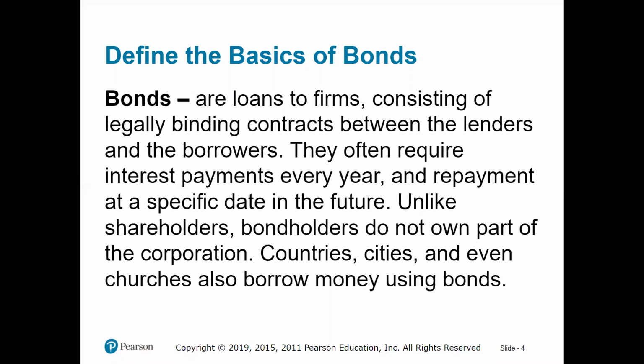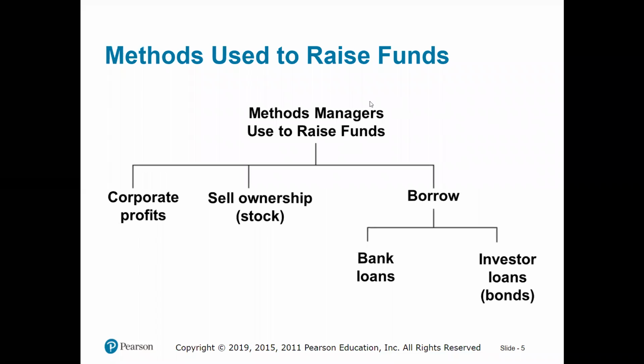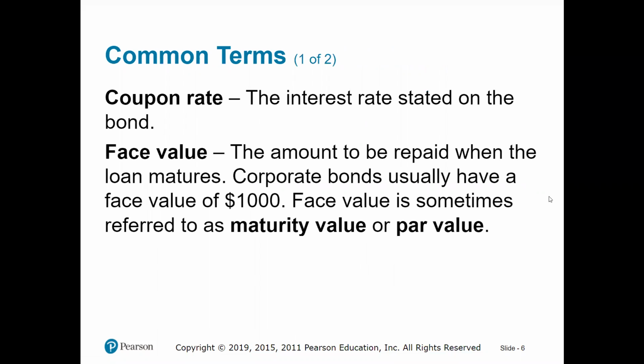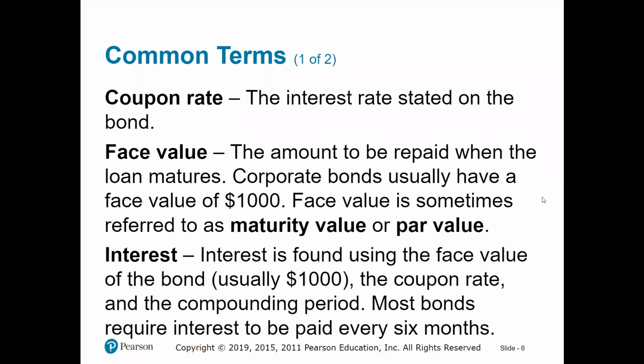Unlike shareholders, bondholders do not own part of the corporation. Countries, cities, and even churches also borrow money using bonds. So here's a nice little flow chart. Methods managers use to raise funds: corporate profits, sell ownership, borrow, bank loans, investor loans. Coupon rate, the interest rate stated on the bond. Face value, the amount to be repaid when the loan matures. Corporate bonds usually have a face value of $1,000. Face value is sometimes referred to as maturity value or par value.